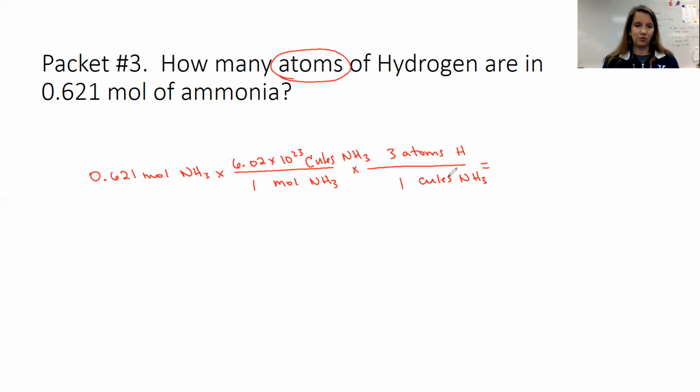So we would have 0.621 times Avogadro's number, 6.02 second EE23 because it's in the top, times 3 because it's in the top. We're going to round it to 3 sig figs because of our given here. And we would get for our answer 1.12 times 10 to the 24 atoms of H. Okay, so that's how you go from moles of a covalently bonded substance to atoms within that substance itself. Okay?